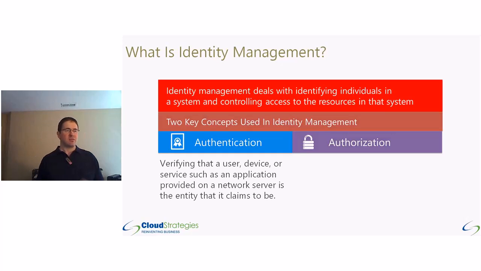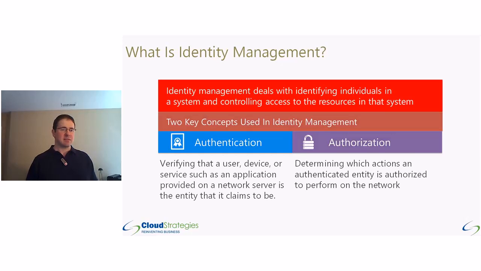So it's sort of like when I present my driver's license. When I'm showing that at any place, like for example at the airport, that's verifying that I'm who I claim to be. Authorization, on the other hand, is determining which actions an entity is actually authorized to perform on the network. So with the driver's license scenario, I would present that at my local liquor store, and I would be authorized, because I am well over 21, to purchase alcohol. So that's an example of authorization based on the identification I supply.